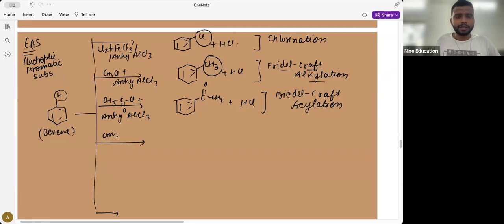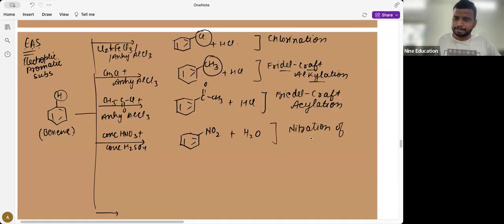Next we have concentrated HNO3 plus concentrated H2SO4. है ना? अगर ये है हमारे पास तो हमारे के बेंजीन रिंग के क्या आएगा? NO2 will come on the benzene ring, and this is known as nitration of benzene. Nitration of benzene. If you want to get NO2 on the benzene, you have to do nitration.